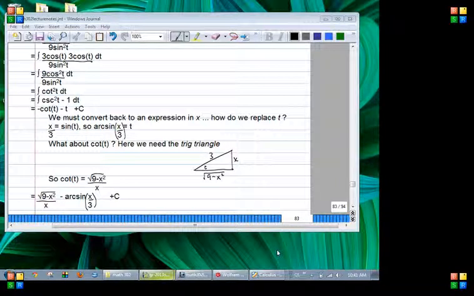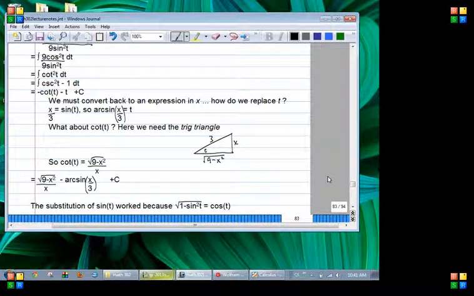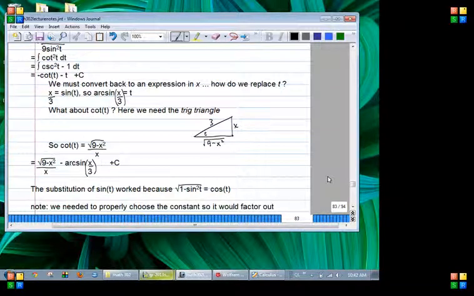So how do we know what to substitute? Well, the substitution of sine t worked because the square root of 1 minus sine squared t equals cos t. So when you have something that looks like the square root of 1 minus x squared, then we're going to want to use a sine function. But in addition, what else do we have to keep track of? We also need to properly choose the constant so that it would factor out.